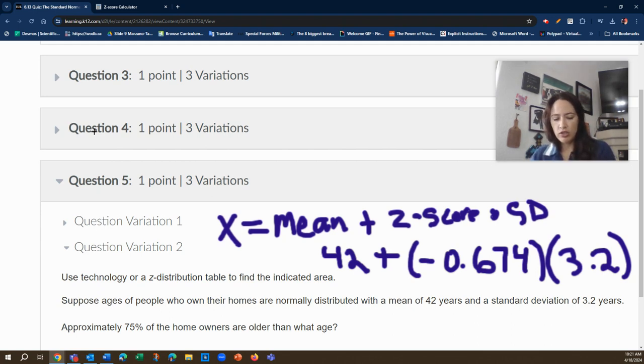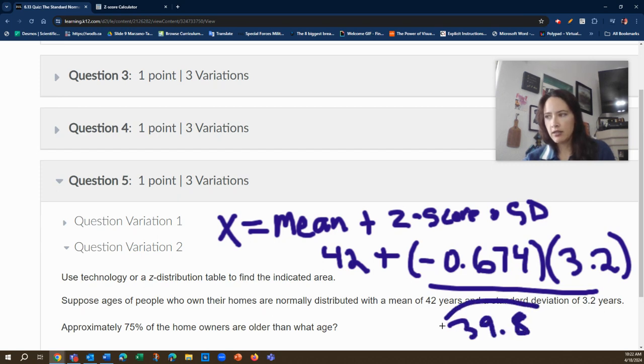We're going to do 42. If you use your iPhone, you need to do this part first and then add 42. So let's pretend. We'll do negative 0.674 times 3.2 plus 42. We get 39.8 years old. So we can expect that 75% of the homeowners are older than 39.8 years old.